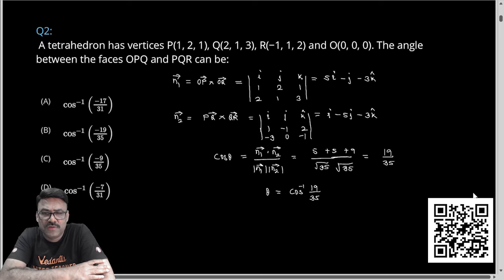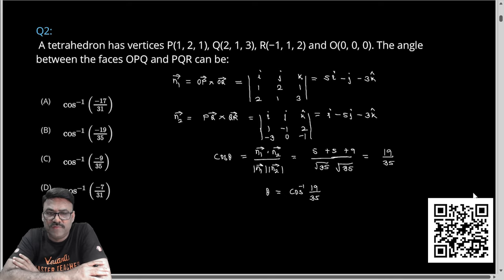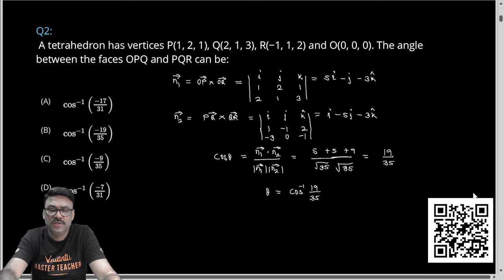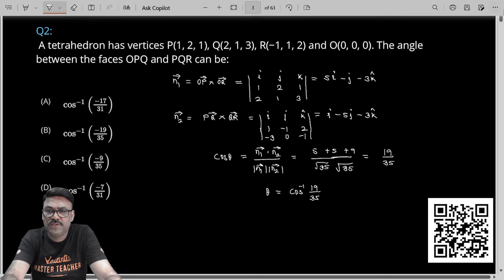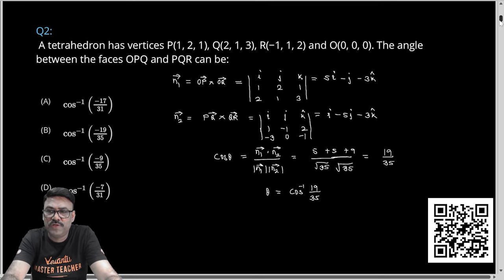But they have not given cos inverse 19 by 35 in the options. Cos inverse minus 19 by 35 is given. So hence the correct option is B. Actually, cos inverse minus 19 by 35 is the obtuse angle between these two planes.